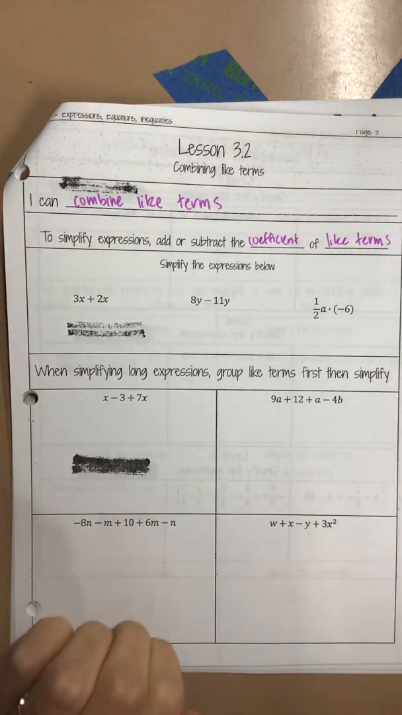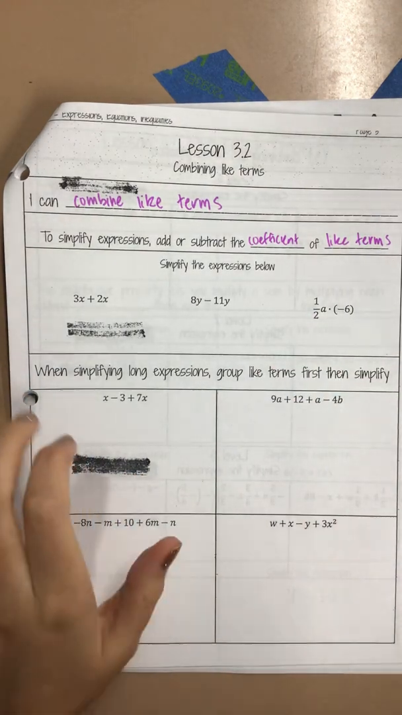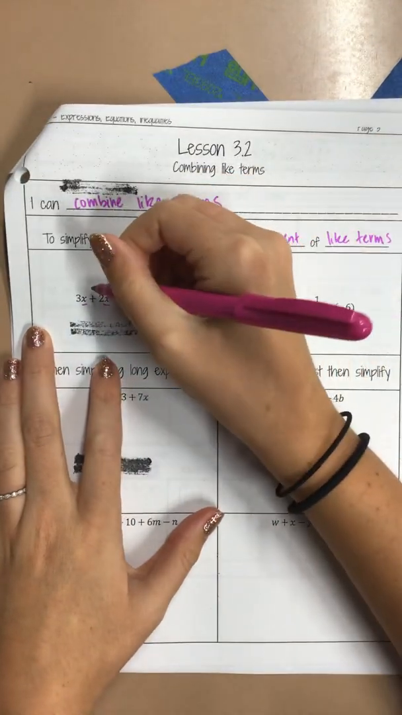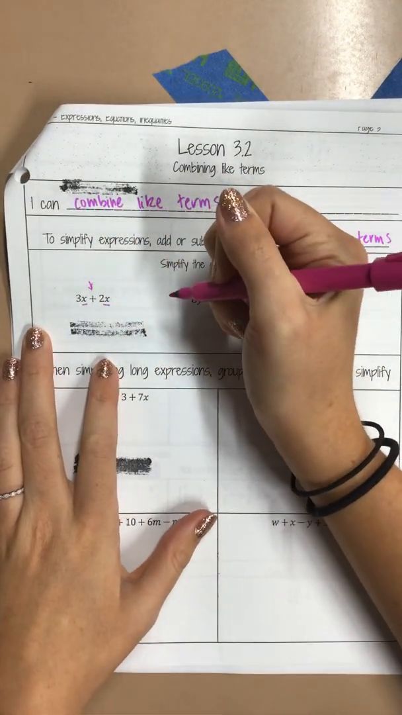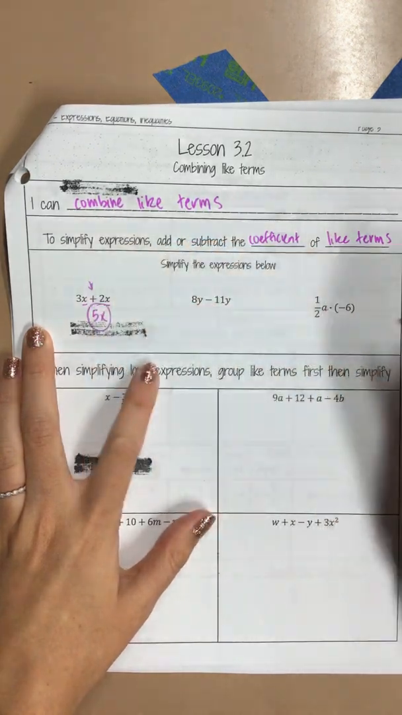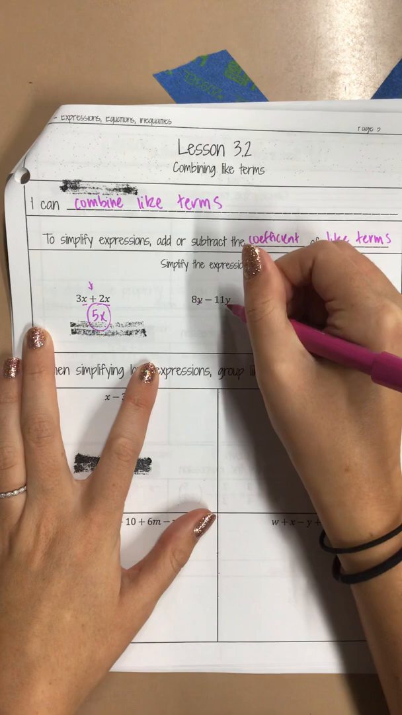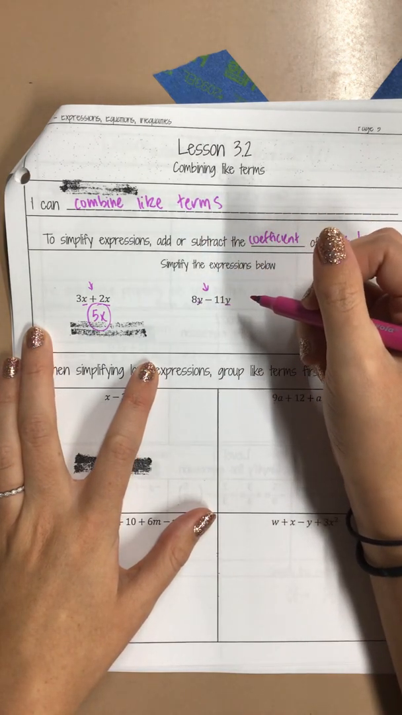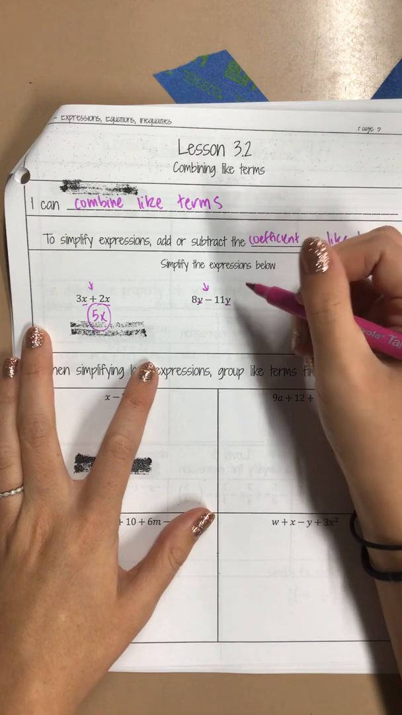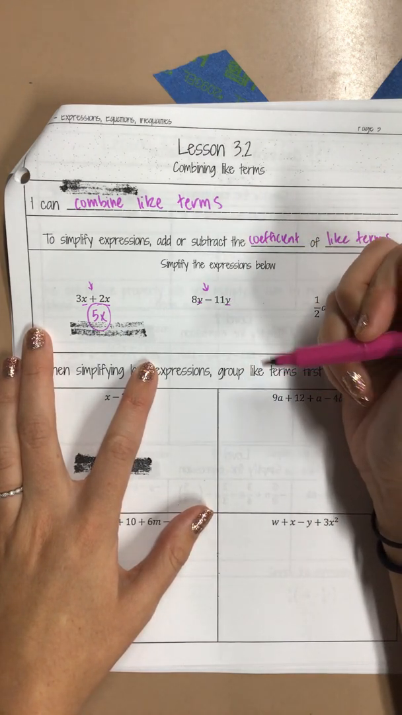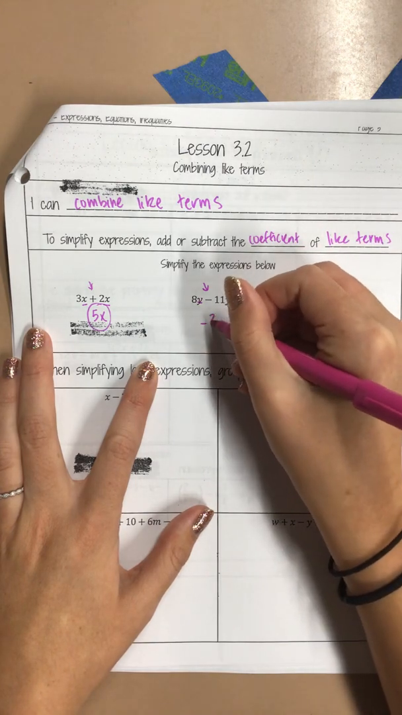So here it says, simplify the expressions below. Both of these have the same variable because they just have x, and it's a plus. So we're just going to add them together. That would simplify to 5x. Next one, they're both y. This time we're subtracting. 8 minus 11, we can't take 11 away, so it's going to be a negative. And we think 11 minus 8, that is 3. So it'll be a negative 3y.